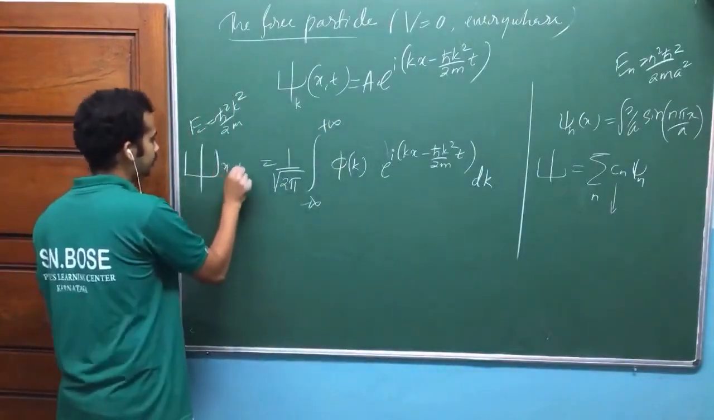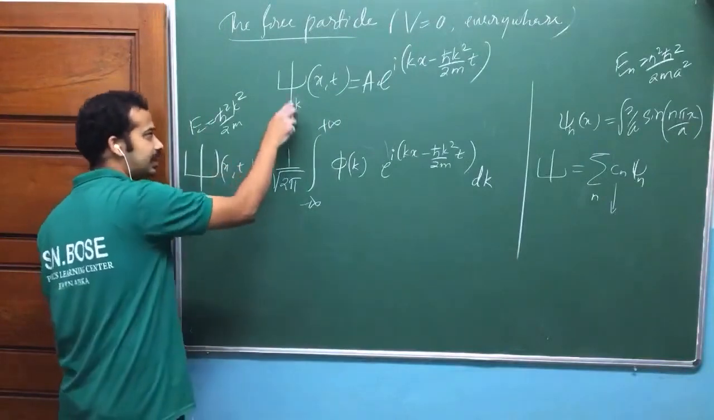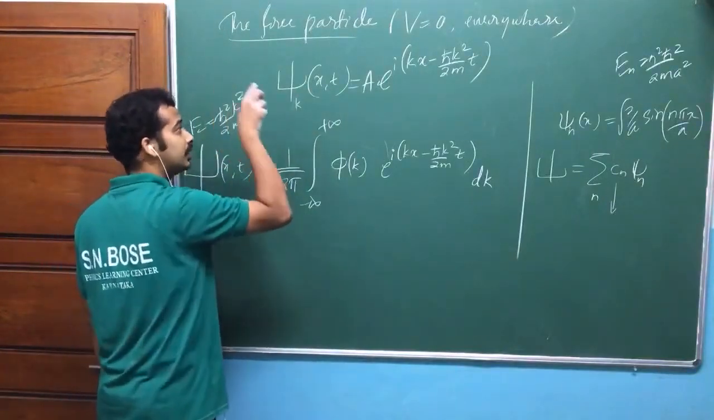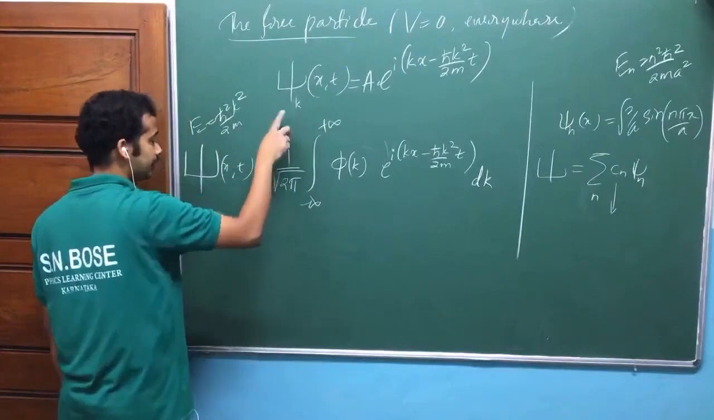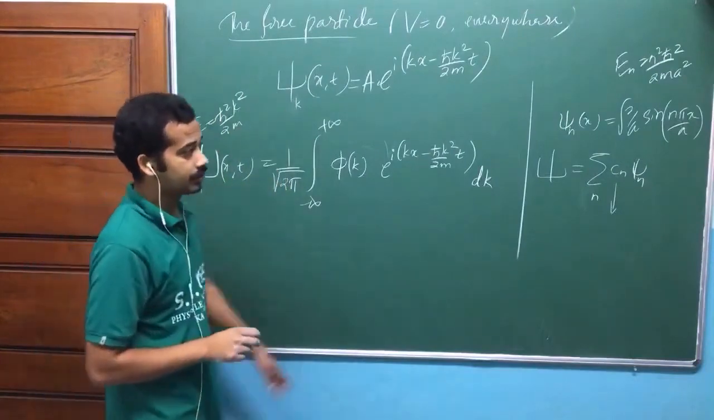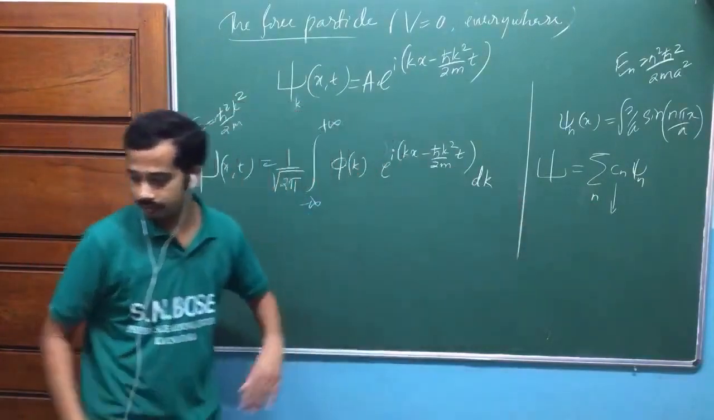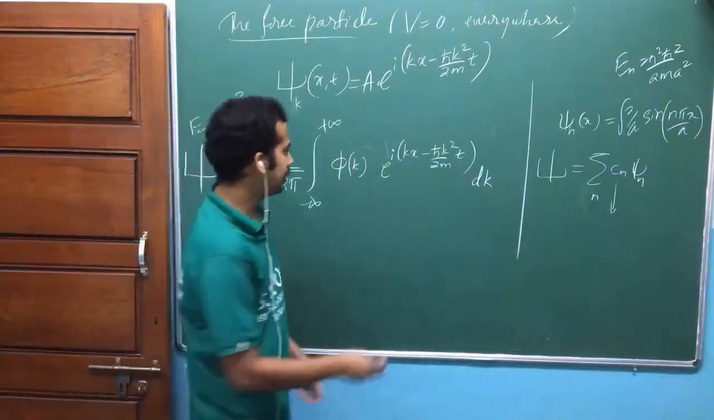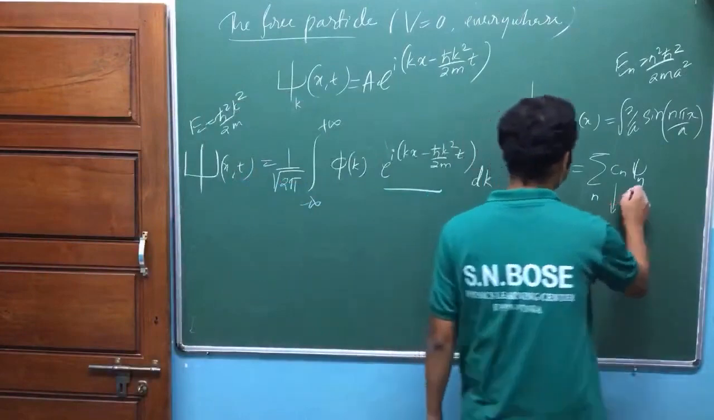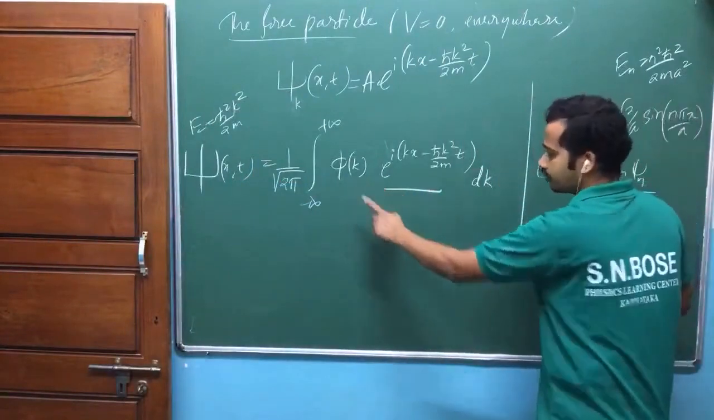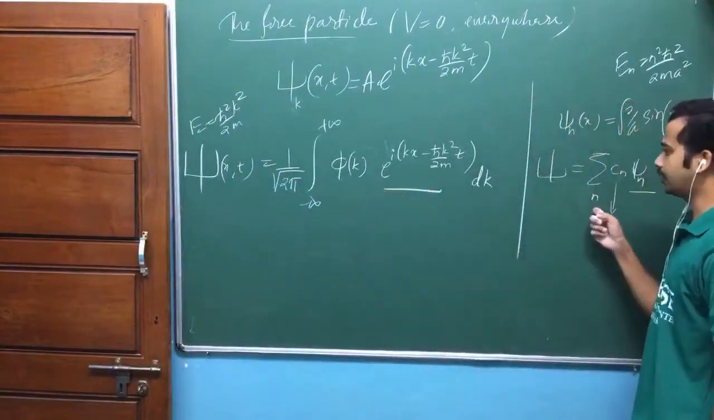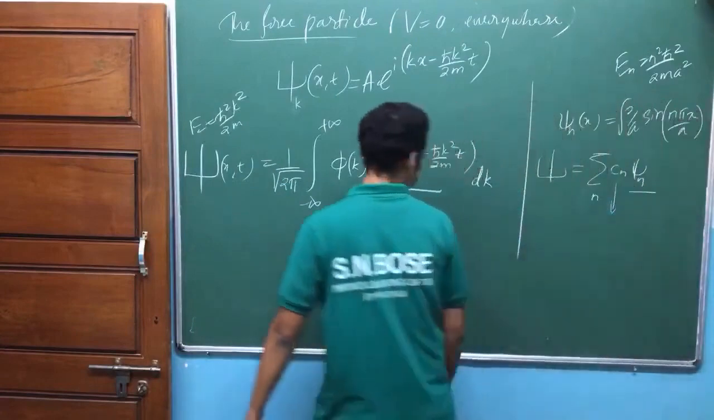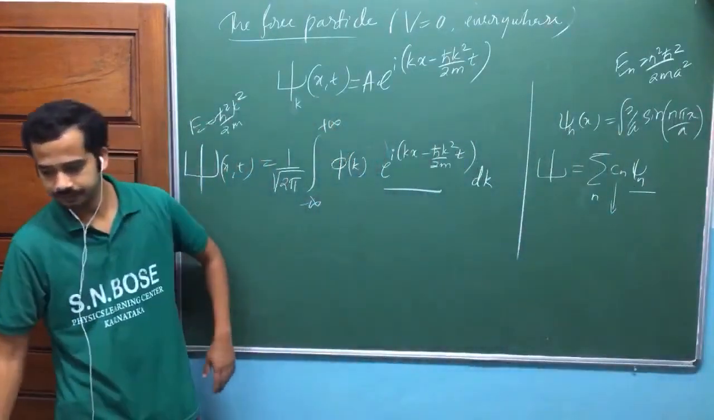I write psi of x comma t. This is psi k of x comma t. This is a definite momentum state, definite energy state. This is a linear combination state, just similar to this one. Can you find the similarity? In place of psi n, you have this one. In place of Cn, you have this one. You are making summation over n, you are making integration over k. That is the only difference.